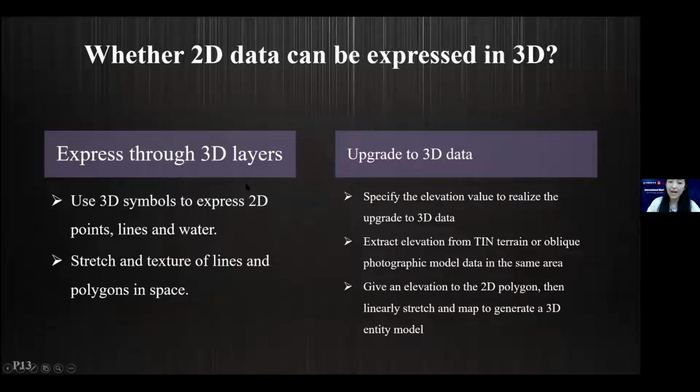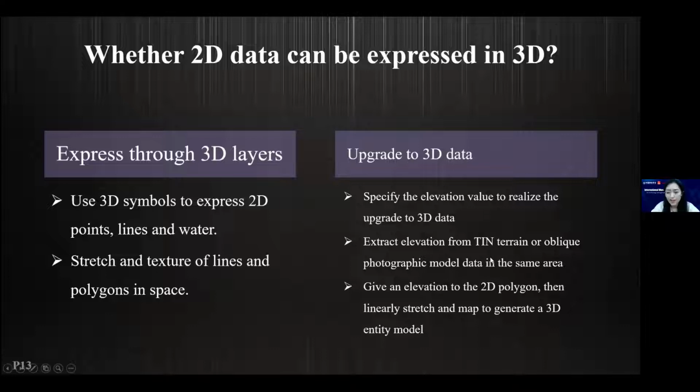And there are two ideas. The first is to express the 2D layers through 3D layers. We could use 3D symbols to express the 2D points, lines, and polygons. And for the lines and polygons, we could stretch our model and set the texture of the model to express it through the 3D layers. The second idea: if we have the elevation of the 2D data, we could upgrade the 2D data to 3D data.